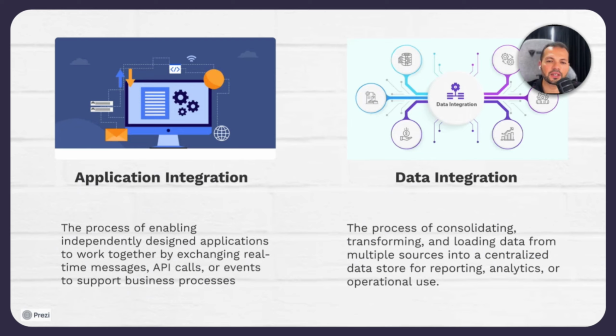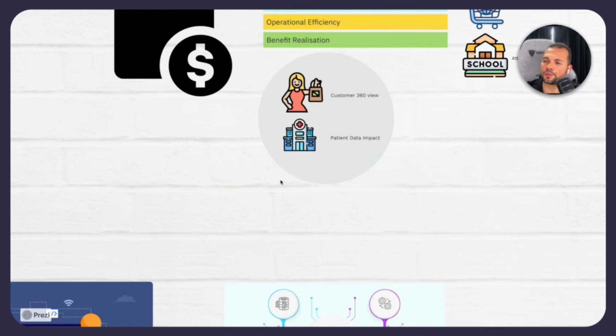The other type of integration is data integration. Data integration is different in all meaning. It's different in the context, in the components, the runtime, and everything. The way we define data integration, we say it is the process of consolidating, transforming, and loading data from multiple sources into a centralized data store. For what purpose? For reporting, for analytics, for operational use. And I cannot emphasize enough that AI and machine learning, all the hype happening recently, are useless without data. So data integration, let's have a deeper look into this one.